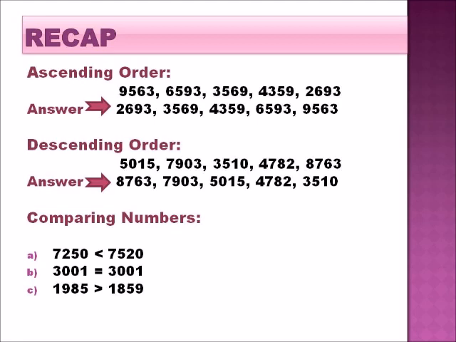Here in first question, thousands place is equal. Next we compare the hundreds place, that is 2 is less than 5. So we write 7250 is lesser than 7520. In the second question, all place values are equal. So we write 3001 is equal to 3001. In the third question, thousands place is equal. So next we compare hundreds place, that is 9 is greater than 8. So we write 1985 is greater than 1859.